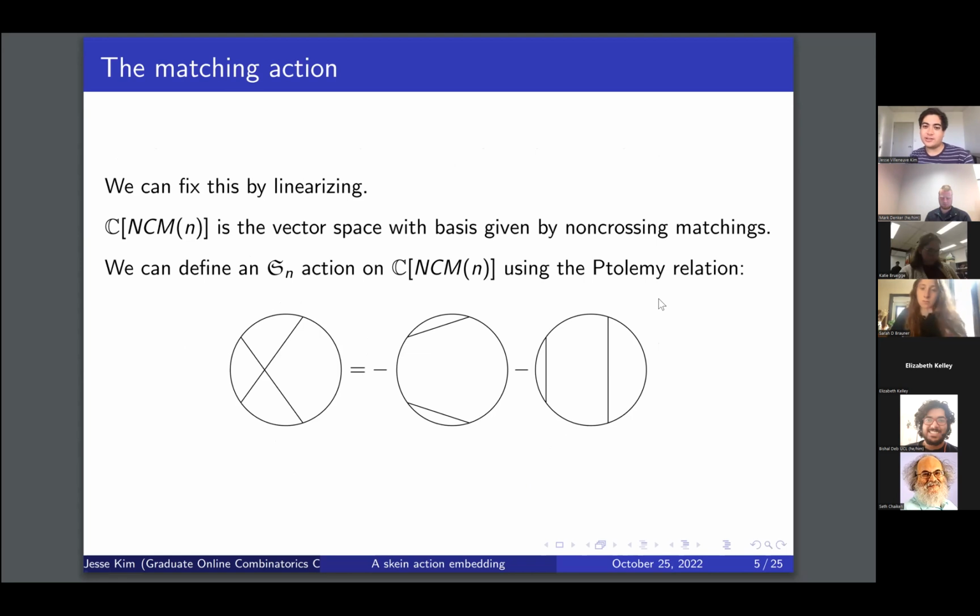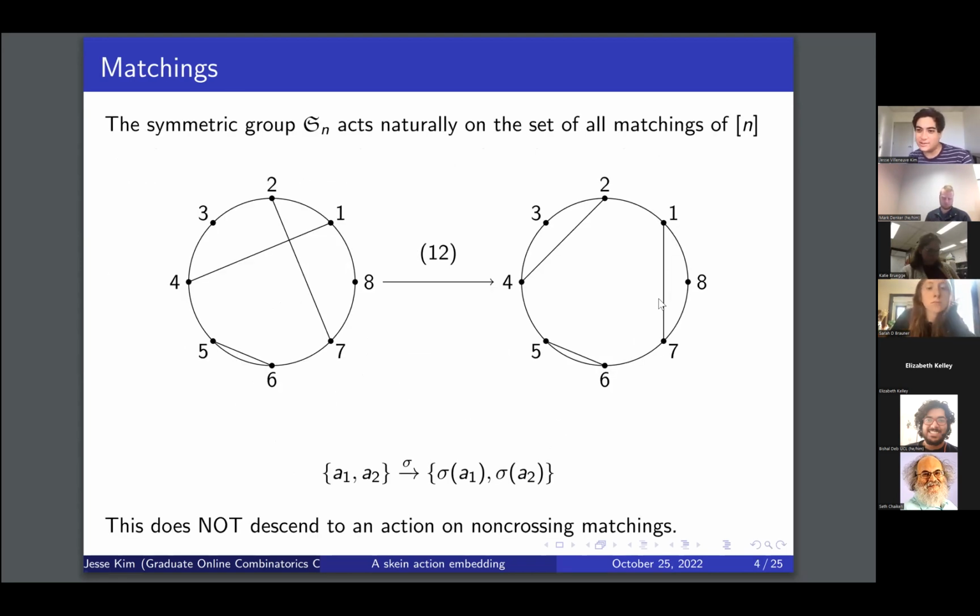If we think about the set of all matchings, there's a natural action of the symmetric group on all matchings. What you do is you permute the vertices and then relabel them so they're in the correct order. For example, if we act by the adjacent transposition 1, 2 on this matching on the left, it swaps the connection between 4 and 1 to be a connection between 4 and 2, and the connection between 7 and 2 becomes a connection between 7 and 1. So this matching on the left is sent to this matching on the right by the adjacent transposition 1, 2. If you prefer thinking in symbols, two matched elements A1, A2 are sent to the matched pair sigma of A1, sigma of A2, if sigma is a permutation.